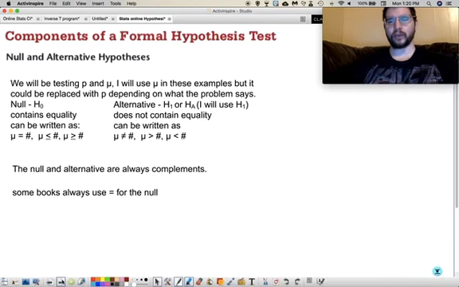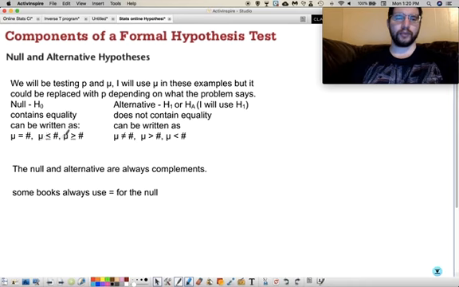All right, so what are the components of hypothesis tests? First and foremost, null and alternative hypotheses. We're going to be testing p and mu. This week we're only testing p, but next week we're testing mu. So this week all these mu's are going to be p's. Okay, so the null is H sub 0, that's pronounced H naught. It always contains the equality and can be written in one of these three ways.